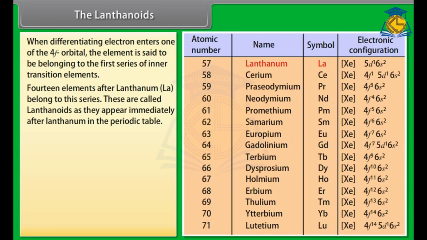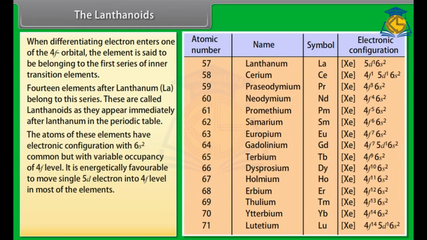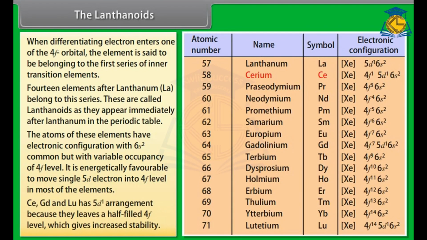14 elements after lanthanum belong to this series. These are called lanthanoids as they appear immediately after lanthanum in the periodic table. The atoms of these elements have electronic configuration with 6s2 common but with variable occupancy of the 4f level. It is energetically favorable to move a single 5d electron into the 4f level in most of the elements. Cerium, gadolinium and lutetium have a 5d1 arrangement because they leave a half-filled 4f level, which gives increased stability.